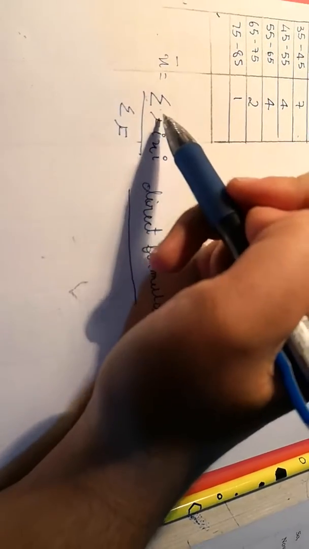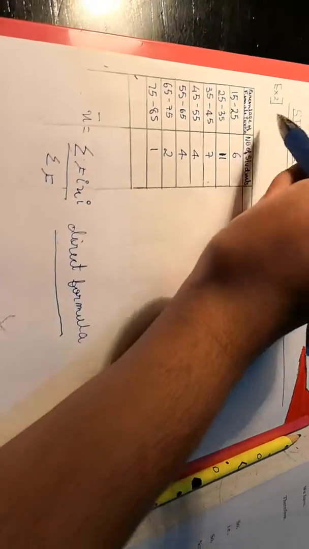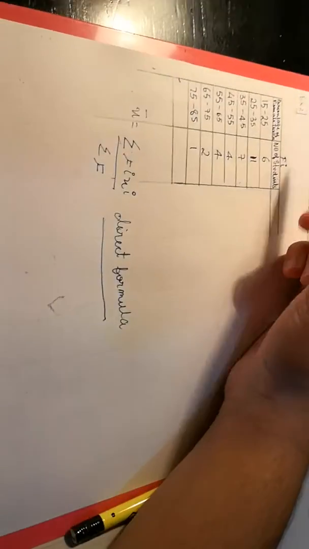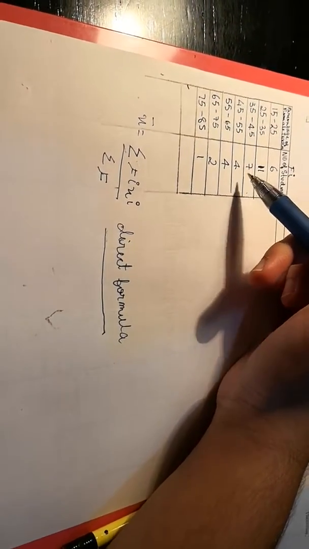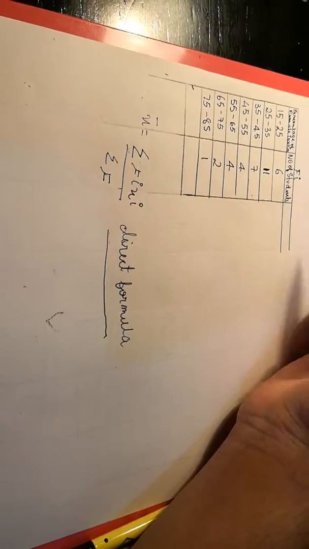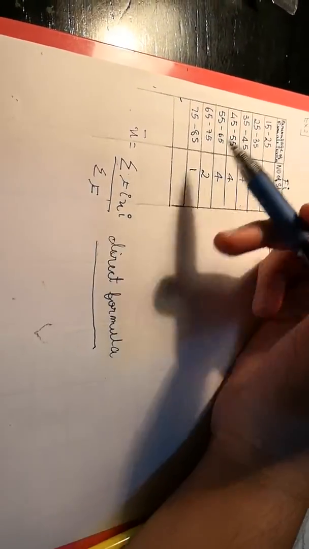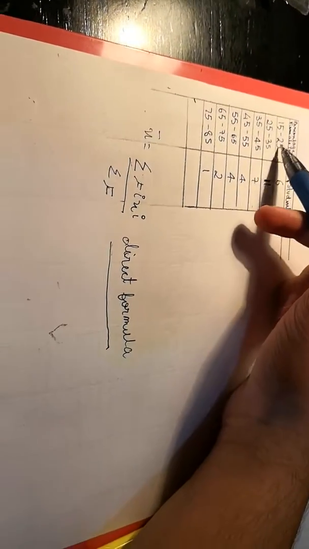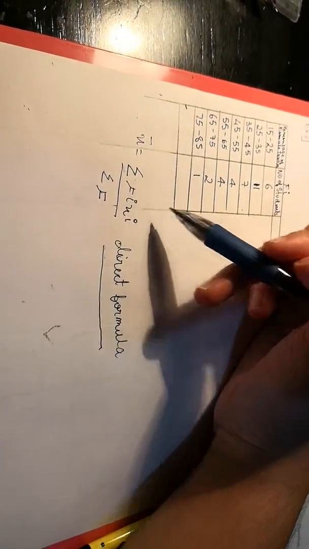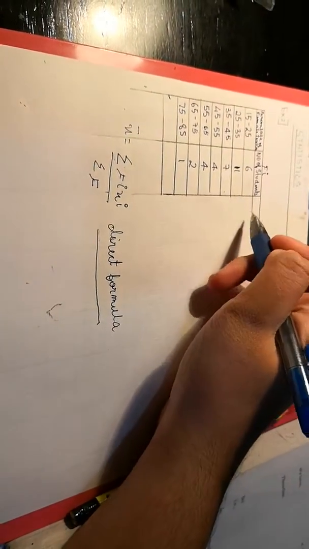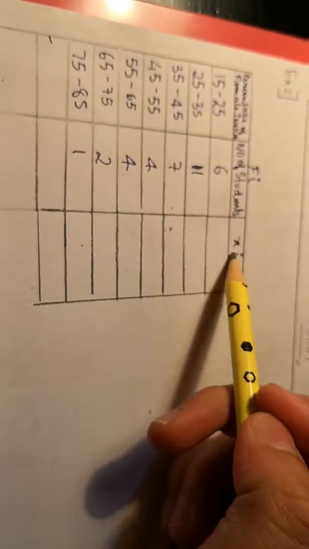So here it is given sigma fi xi. Here the fi is given as 6, 11, 7, 4, 4, 2 and 1, and it is given fi xi. So we do not have xi here. Here the class marks are given, so this will not be the xi. So xi we should find separately. So we should draw another table here finding xi. So we have drawn a column of xi here.